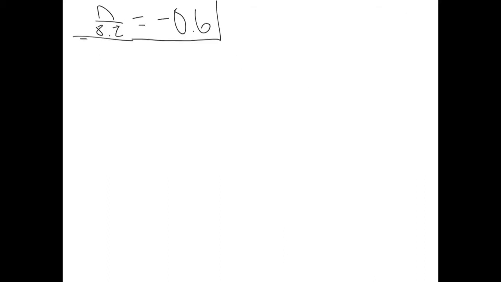Okay, so this will be our last problem of the day for this lesson. So we have n divided by 8.2 equals negative 0.6. So in order to find that, we have to think multiplication undoes division. So we'll have to multiply 8.2 to each side.